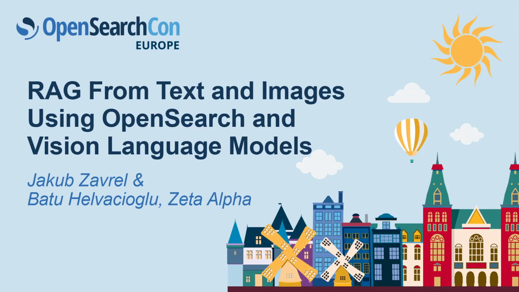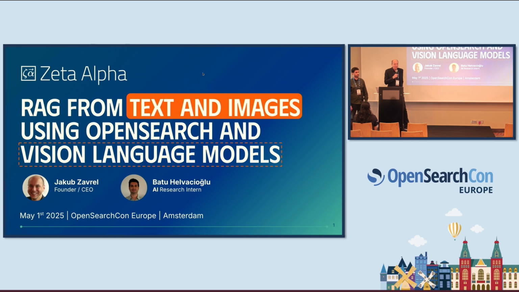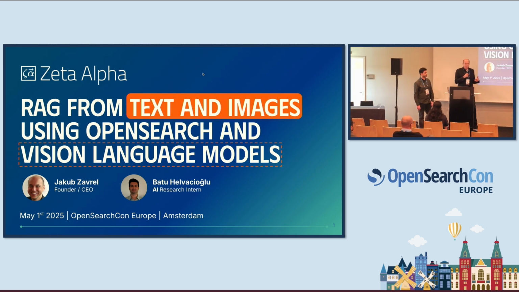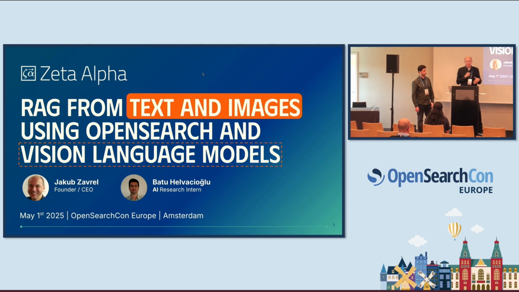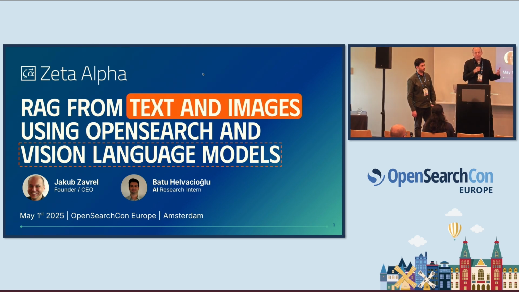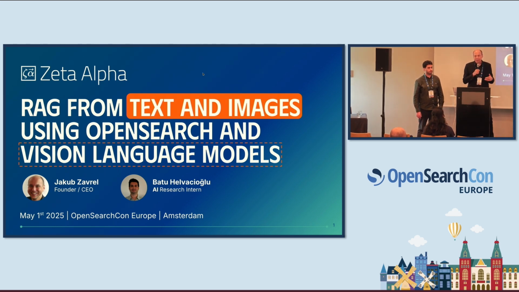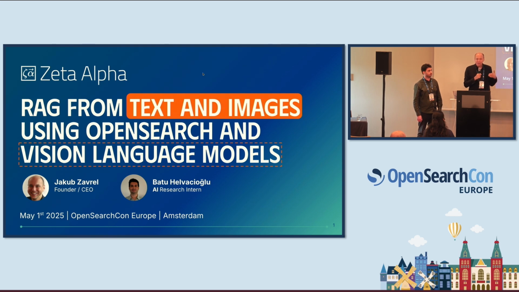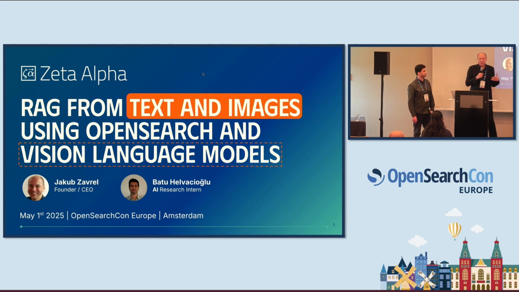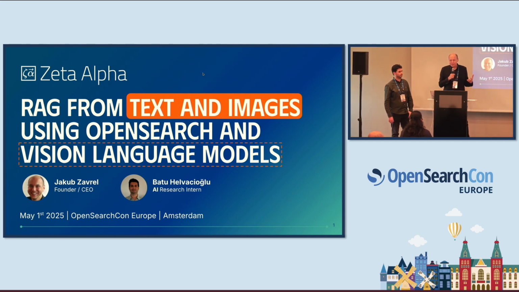My name is Jakub. I'm the founder and CEO of Zeta Alpha. With Zeta Alpha, we basically built RAG and agentic AI systems for companies to deploy on their internal knowledge, on complicated documents internally. And I've actually worked in AI and search for more than 30 years now. So I'm kind of an NLP and search person.